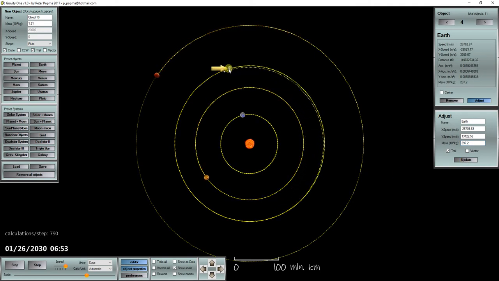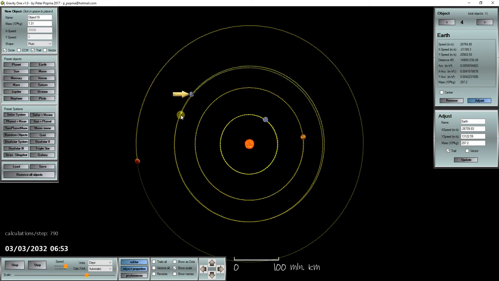The orbit of the Earth around the Sun is mainly determined by the mass of the Sun, which is many times more than the mass of the Earth. Also observe that the Moon is no longer orbiting the Earth, but is making its own orbit around the Sun.